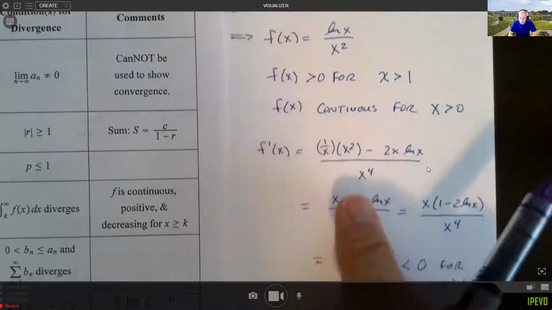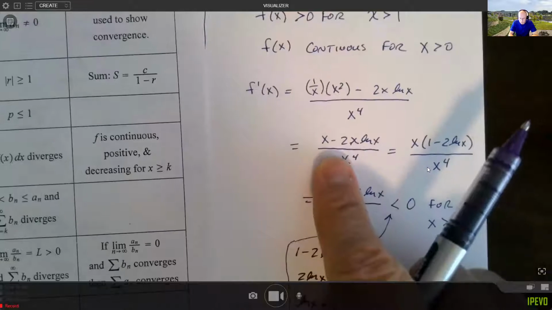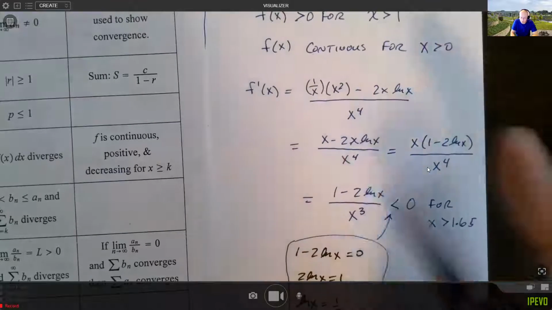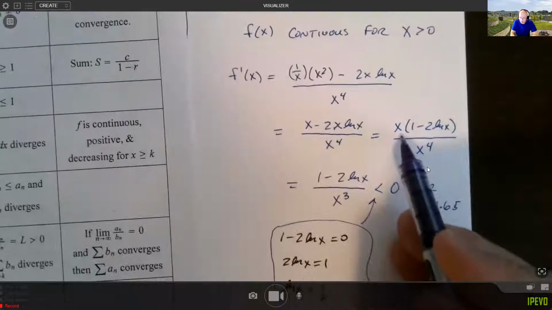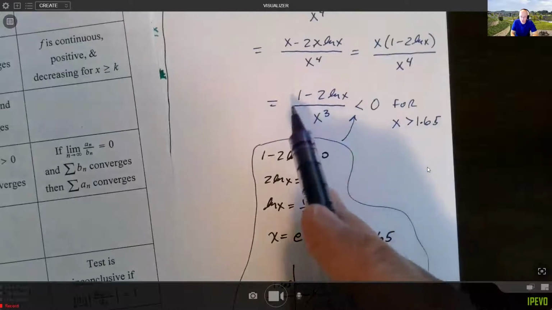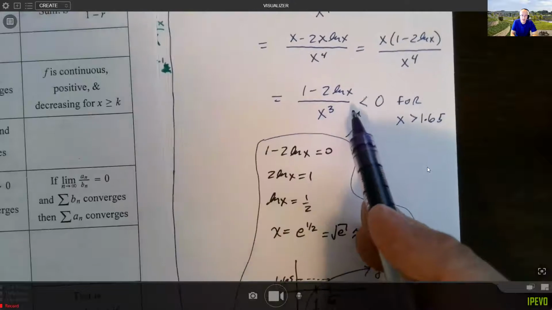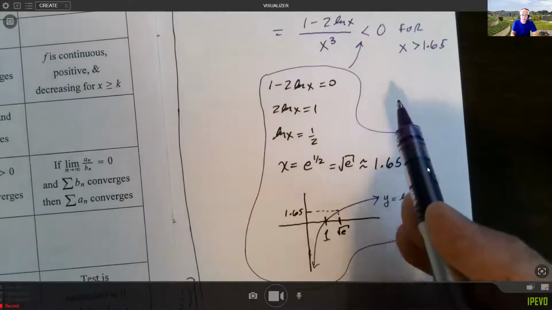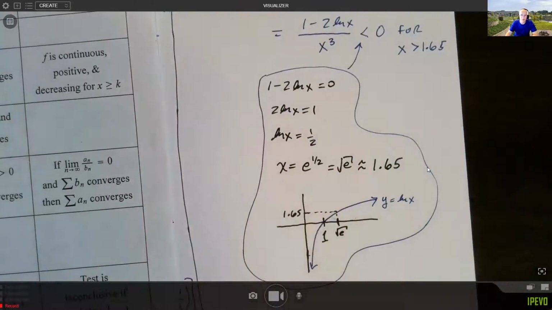1 over x times x squared is just x. And then I factor an x out of the numerator, and then I cancel one of these x's here. And I get this expression for my derivative. And this is definitely going to be less than 0 for values of x greater than 1.65.